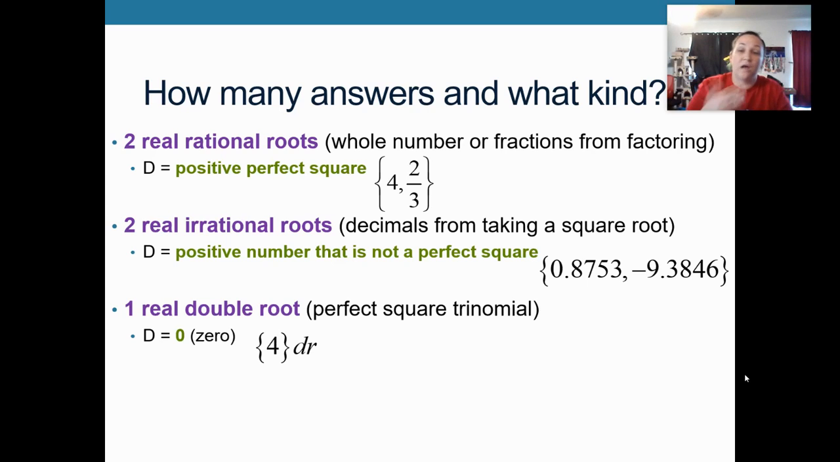This is the time where you would write just one number and put a DR after it. That means that you got the same answer twice. I got positive 4 for my first answer, and I got positive 4 for my second answer as well.